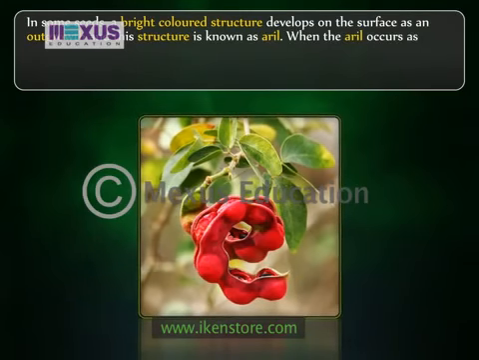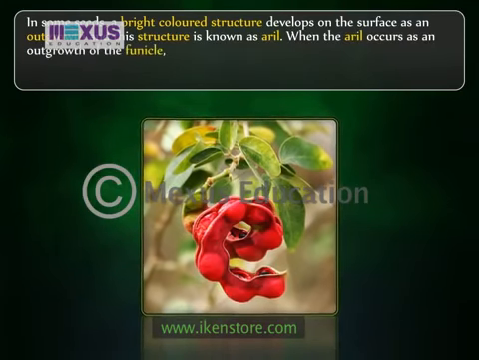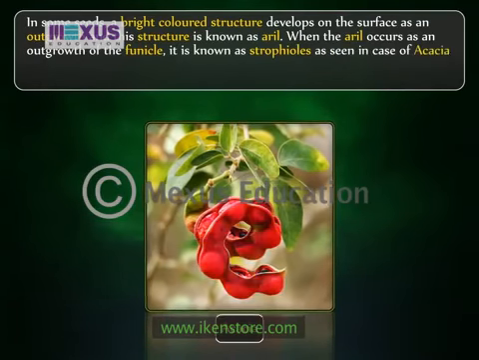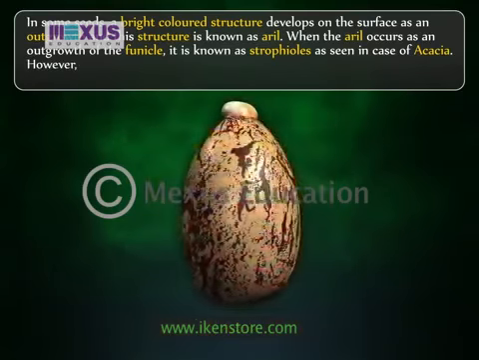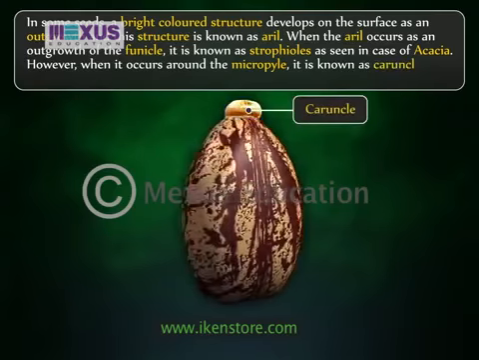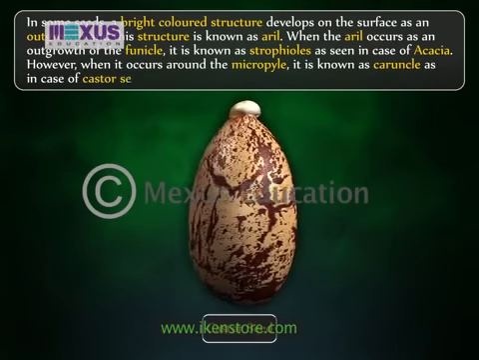When the aril occurs as an outgrowth of the funicle, it is known as strophiole, as seen in case of acacia. However, when it occurs around the micropyle, it is known as caruncle, as in case of castor seeds.